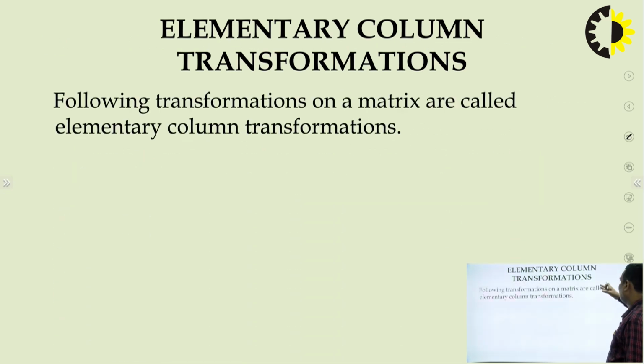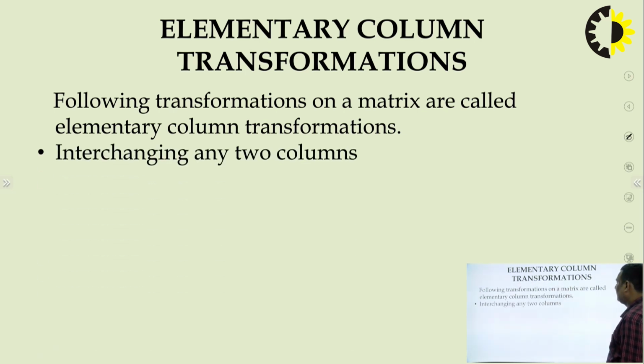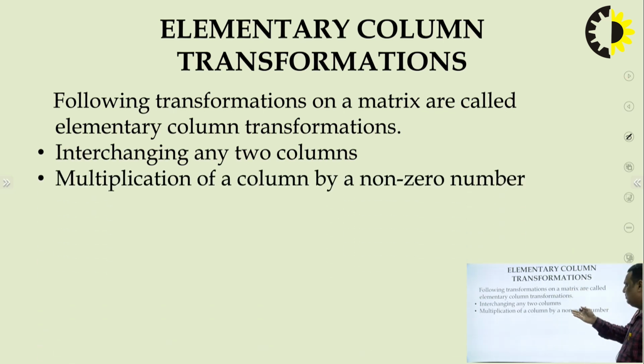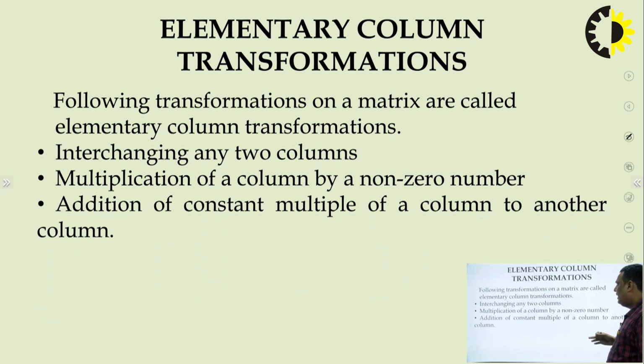The following transformations on a matrix are called elementary column transformations: interchanging any two columns, like interchanging any two rows; multiplication of a column by a non-zero number, same as multiplication of a row by a non-zero number; and addition of a constant multiple of a column to another column, just the same.